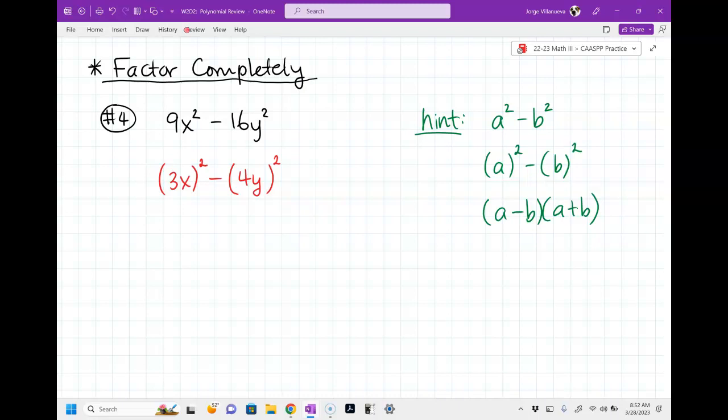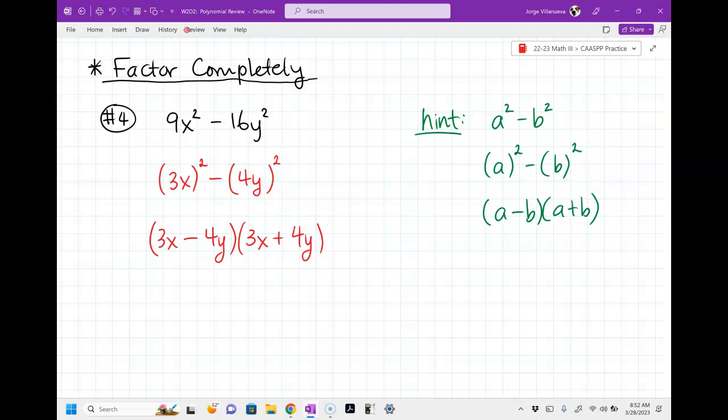So that means that my answer will automatically come out as 3x, I'll put those in the front, 4y, I put these in the back. And then remember, minus, plus. And that's it.